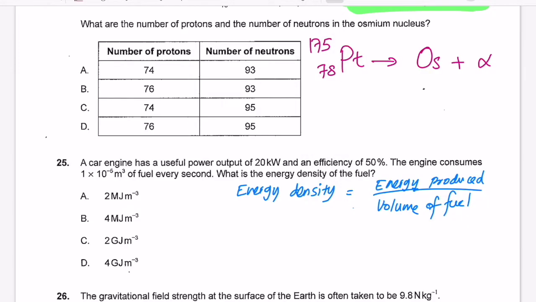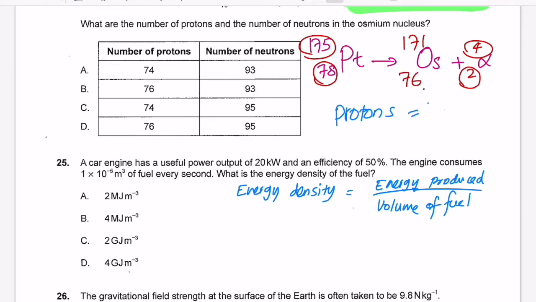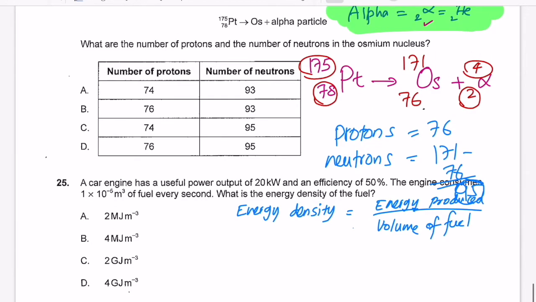Here it is 4 and 2. So if this is 175, this side has 4, so 171; 78, there's 2, so 76. Protons in this case is 76 for osmium. Neutrons is 171 minus 76, you will get 95. So number of neutrons should be 95, protons should be 76, so answer should be D.